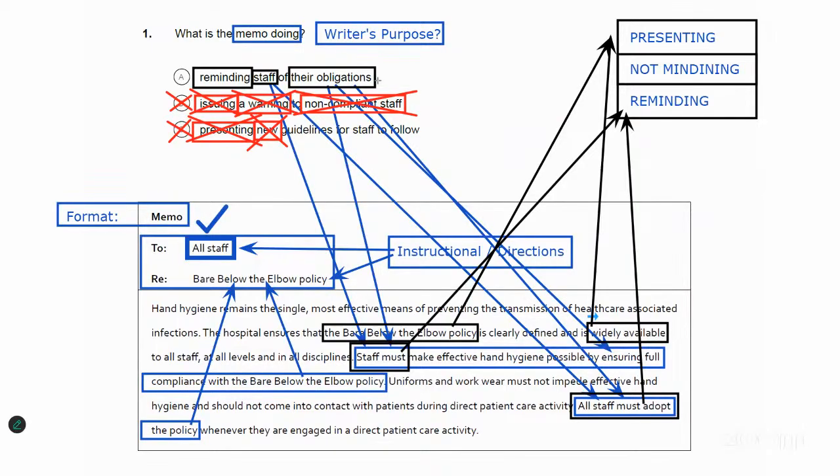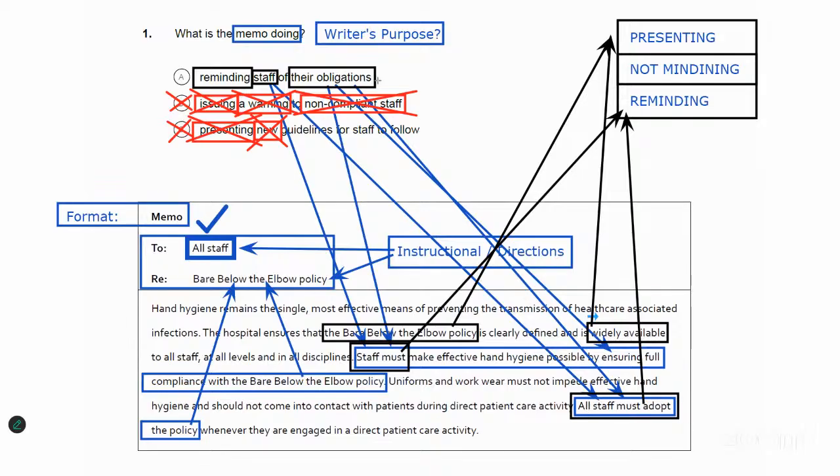So, C, presenting new guidelines for staff to follow. Is this new? Text says the hospital ensures that the bare below the elbow policy is clearly defined and is widely available to all staff. It is widely available to all staff. It's not new, it's existing policy. Widely available means existing policy. Already available means existing, not something new.